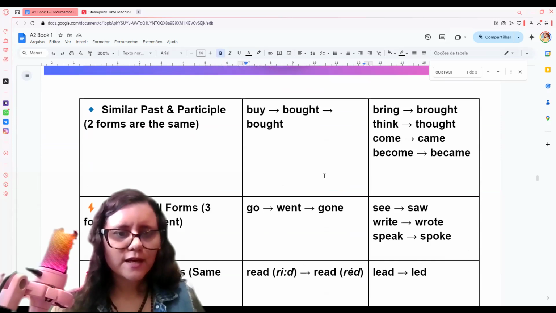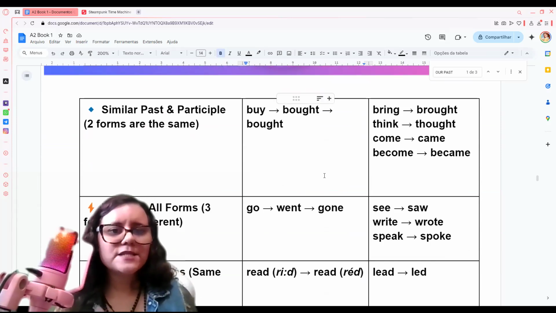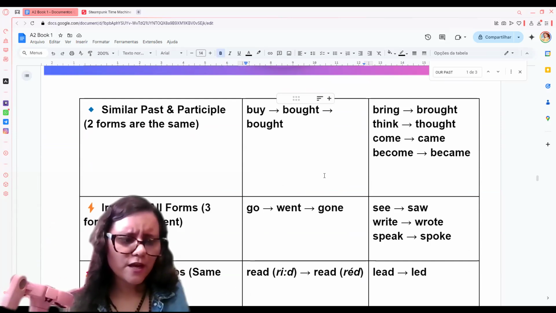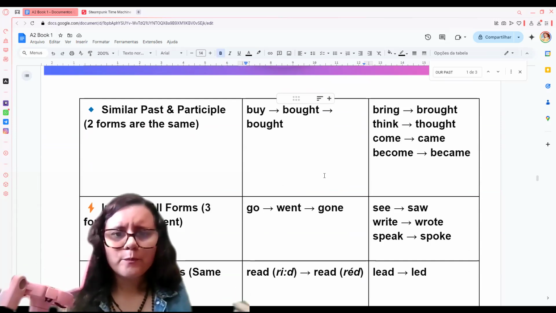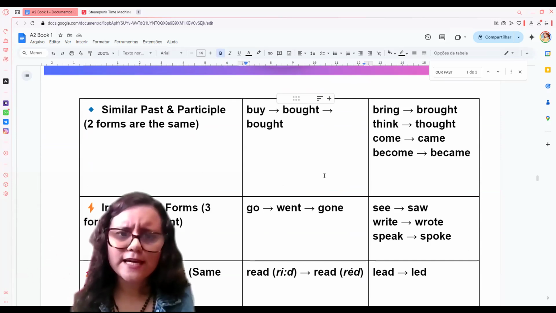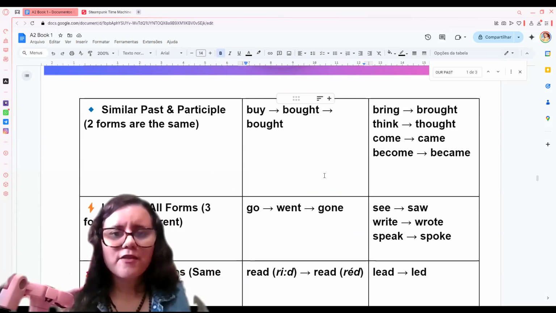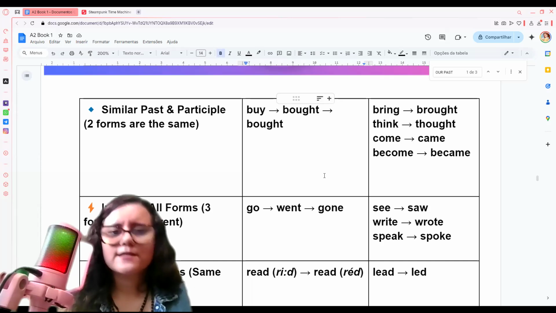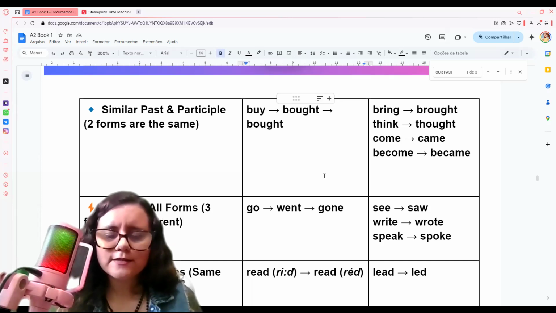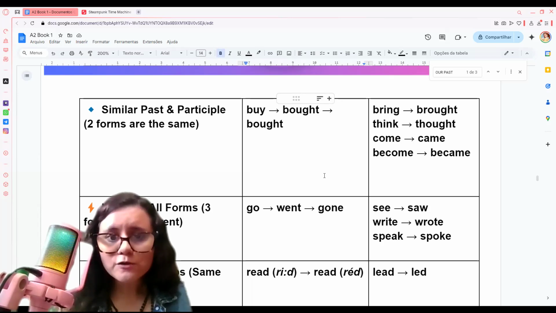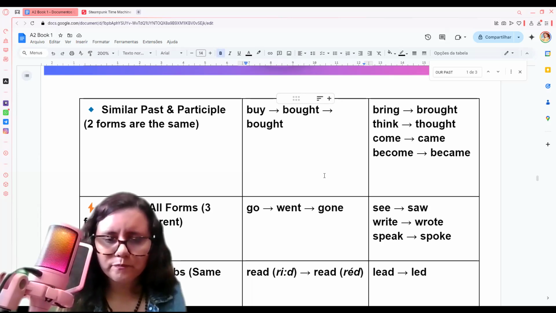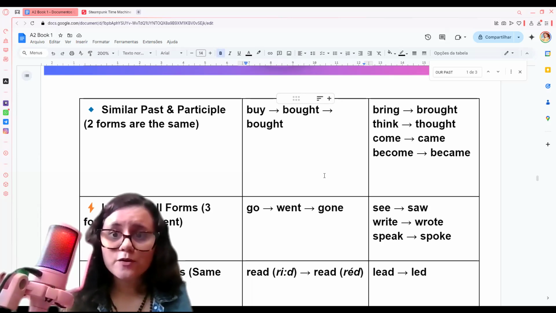Very good. Similar past and participle. Don't worry about the participle right now because we use it in a perfect tense. Right now we are studying the past simple tense, so we are going to use the second form only. For example, the past of buy is bought, and the past participle is also bought. Buy, bought.